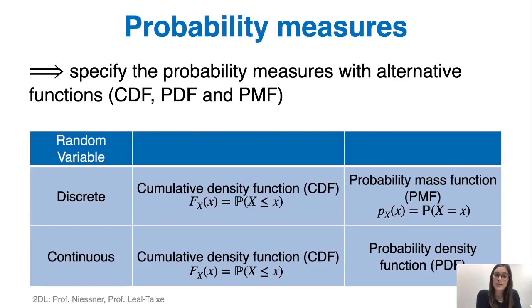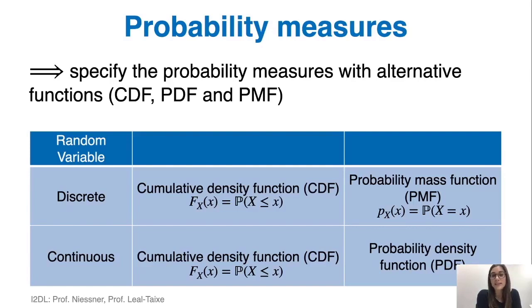The second column is giving us the cumulative distribution function. This is something which is the same for both discrete and continuous random variables. And this is a function which is denoted by a big F with a subscript X for our random variable X. And it's giving us the probability that our random variable is smaller or equal to the value x. And this can be defined, as I said before, for discrete and continuous random variables.